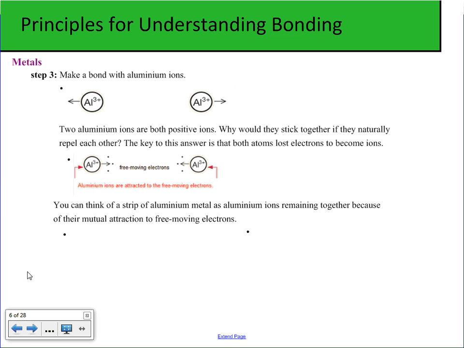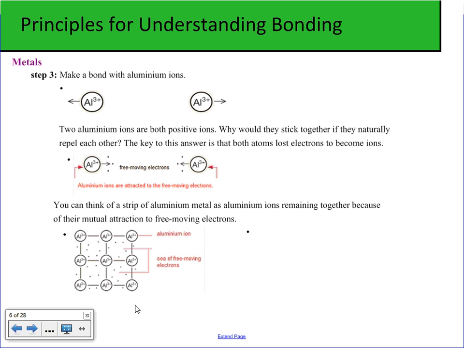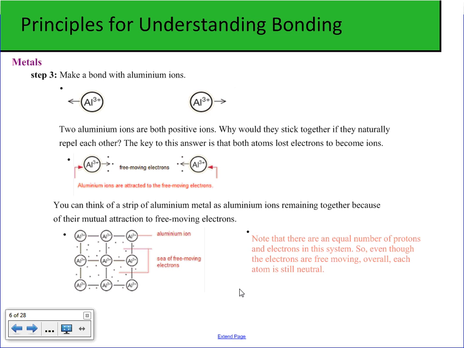So you can think of a strip of aluminum metal as aluminum ions remaining together because of their mutual attraction to the free-moving electrons. As you can see here, there is this sea of free-moving electrons. Now note that there is an equal number of protons and electrons in this system. So even though the electrons are free-moving, overall, each atom is still neutral.